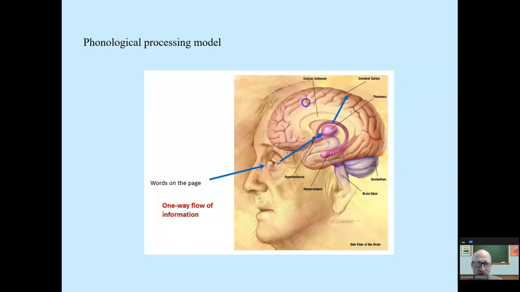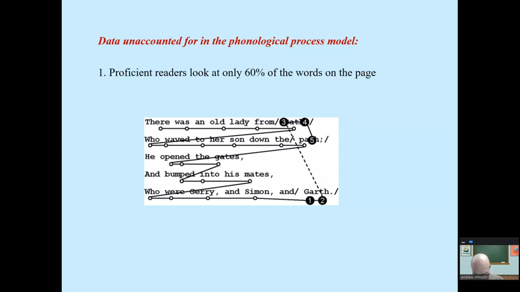data, including 4 things. First, proficient readers look at only 60% of the words on the page. Of these fixated words where our eyeballs stop, our eyes usually stop on only 1 or 2 letters in that word. And since we can perceive only those things upon which our eyes fixate, it's clear that our brain fills in the blanks to create meaning during the reading process.